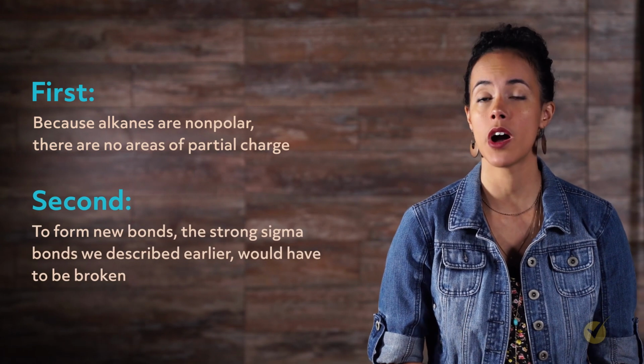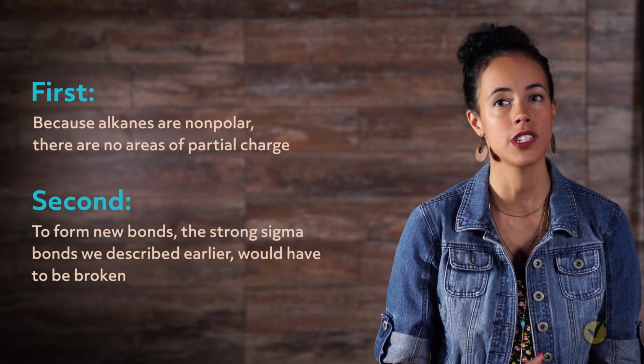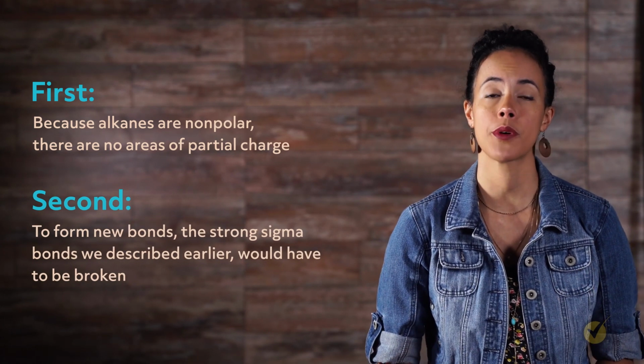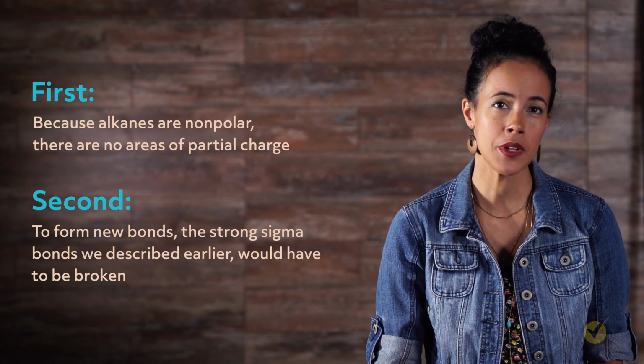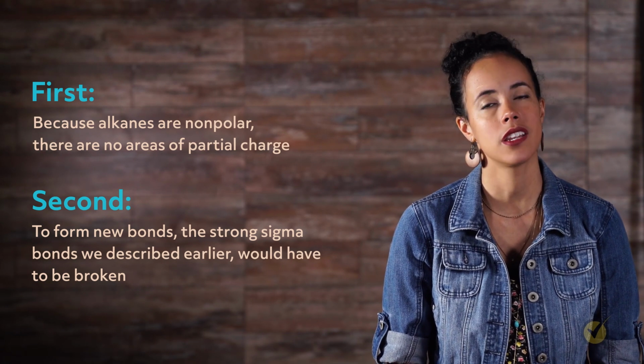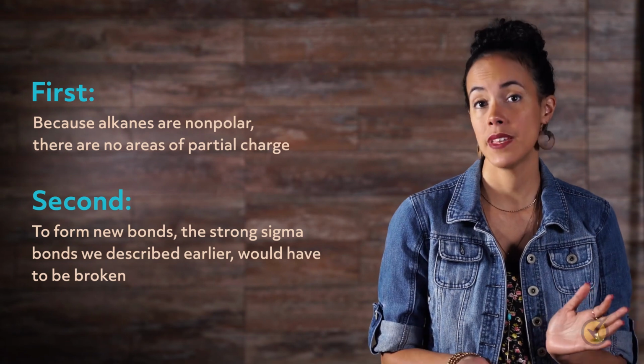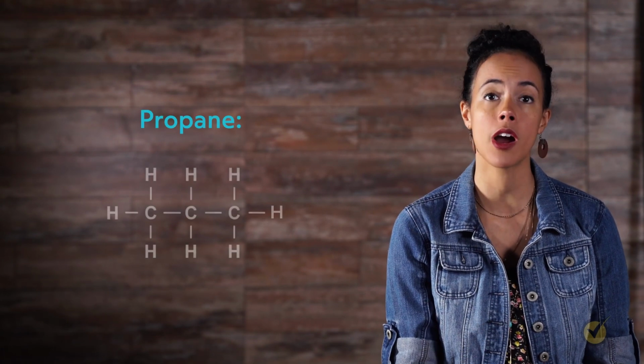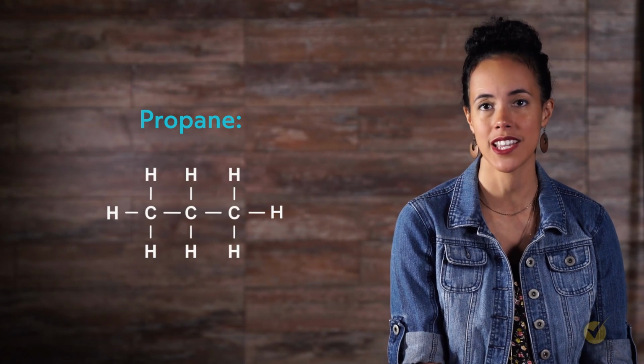Second, to form new bonds, the strong sigma bonds we described earlier would have to be broken. While this isn't impossible, it's not the easiest chemistry and it's usually hard to control. That being said, as carbons are highly unoxidized, they are perfect for oxidation-reduction reactions and are commonly used as combustion fuels. Think of propane, a 3-carbon straight-chain alkane in your gas grill.